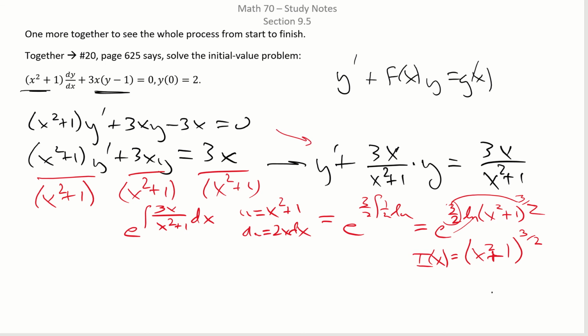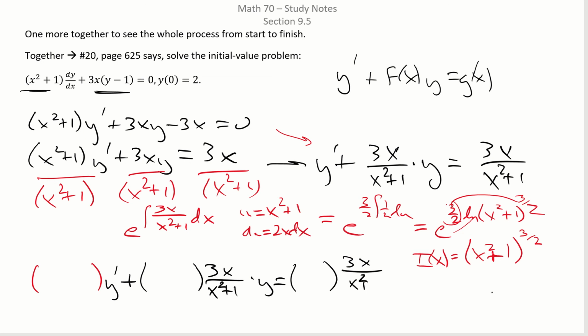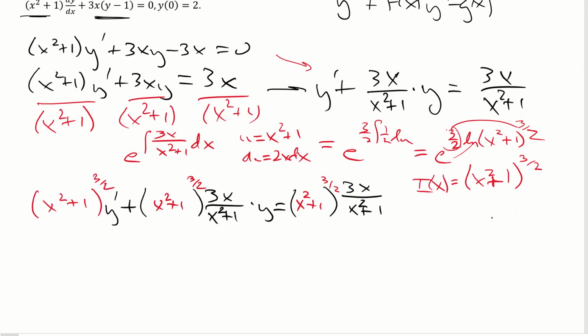Where? Here. So we're going to put it here times y prime, plus put it here times 3x over x squared plus 1 times y, and put it here 3x over x squared plus 1. What are we putting there? The integrating factor, which is x squared plus 1 to the 3/2 power, x squared plus 1, etc. Really a how-to, huh?